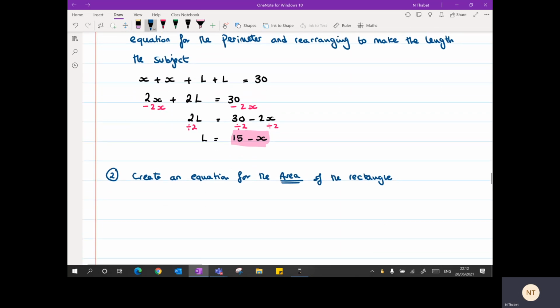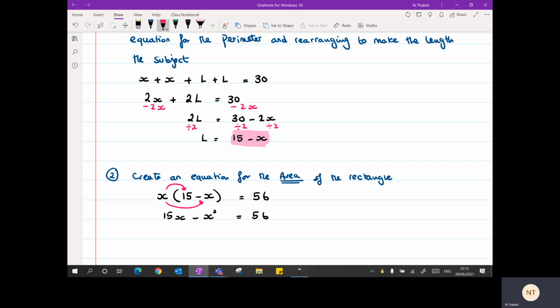So the area of the rectangle is width, which is x, times length, which is 15 minus x, and that gives us 56, because that's the area. And then I start multiplying out the brackets. So 15x minus x squared equals 56.